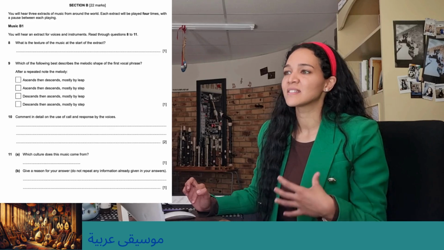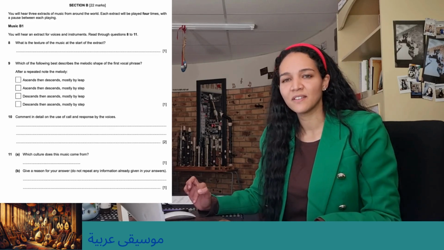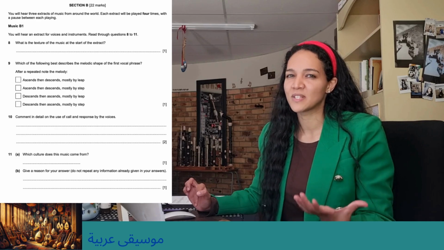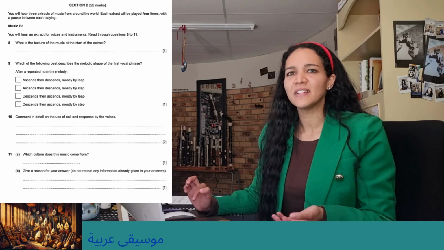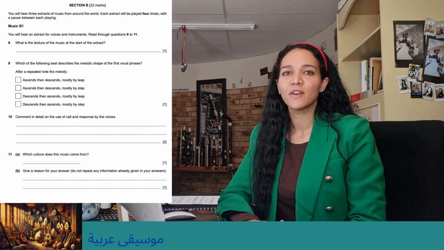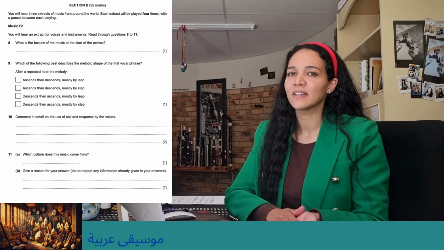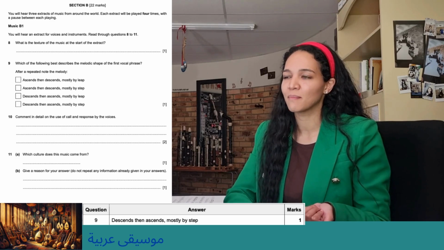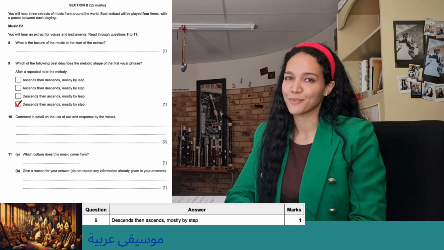So they either ask us, does the melody ascend or descend firstly, and then does it do so by leap or step? So there's definitely no leaping here. The intervals are very much next to each other. And at first I'm hearing that the melody descended and then it ascended, and everything is mostly done by step. So we're going to tick that option.